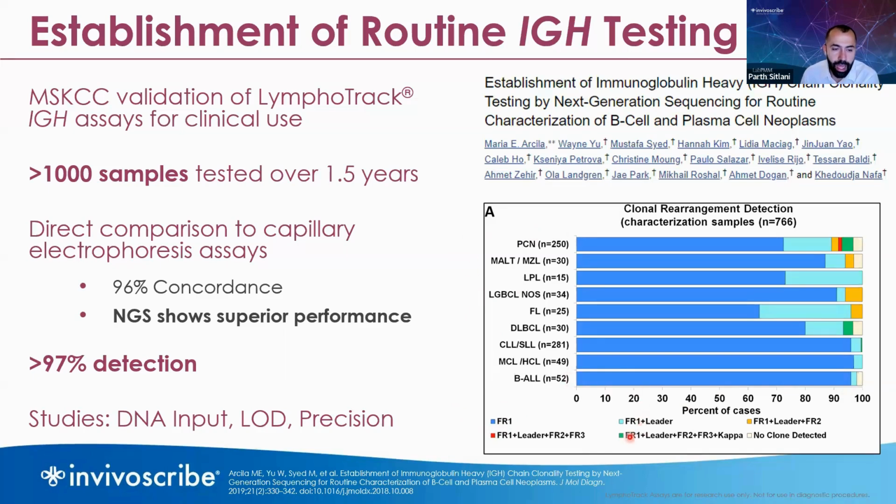But if you add on IGHV leader, so just Framework 1 and leader, your detection rates go up to about 88 to almost 100% of rearrangements, varying by disease type. And you can add on more targets, but of course there is a slightly diminished return as you get closer and closer to 100%. Adding on more and more targets gives you less and less return as far as detection rate.